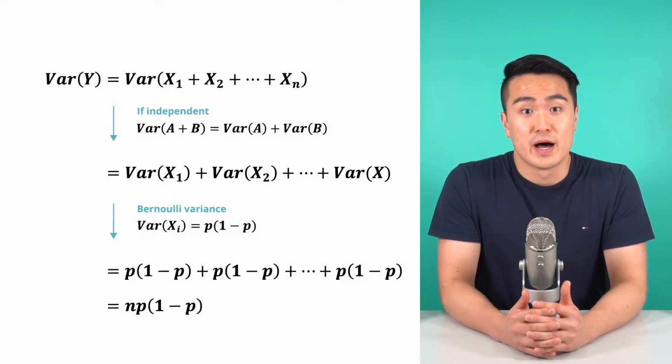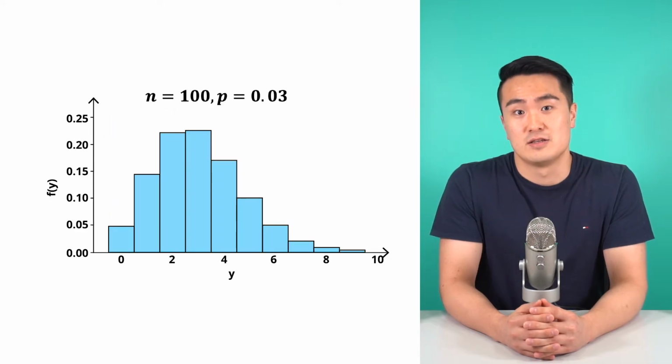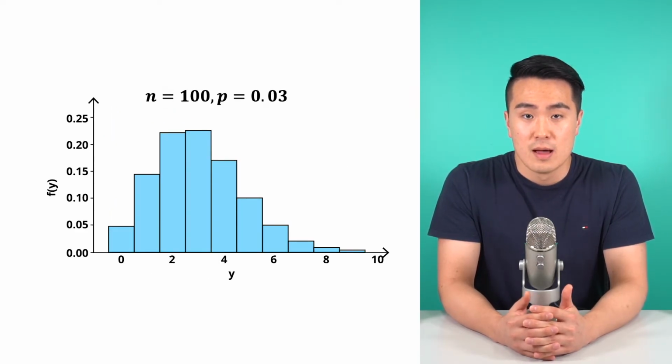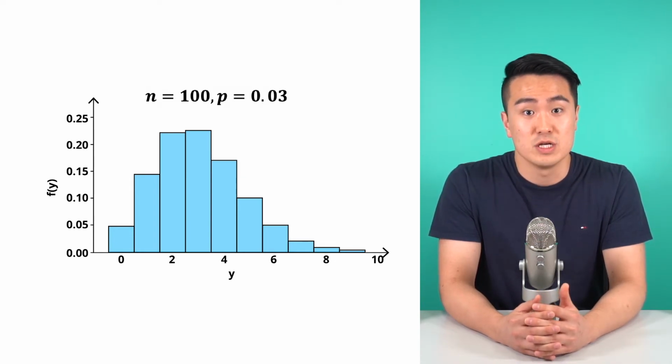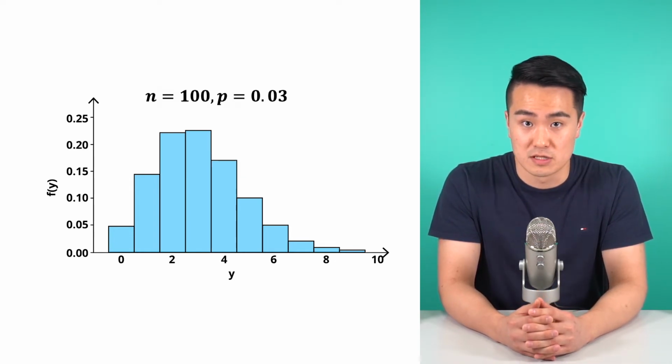The PMF of a binomial distribution is again a histogram that has a peak around the mean. But depending on the value of the 2 parameters, we will get different shapes and sizes, which we will look further into in the next episode. So let's end with a classic question.